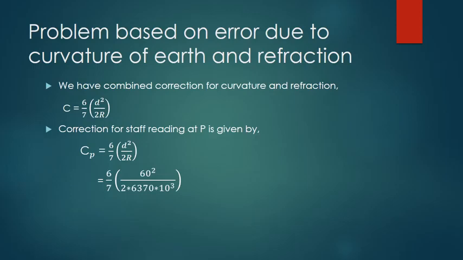Now why I multiplied this value by 10 to the power 3 is in order to convert it in terms of meters. The radius of the earth is 6370 kilometers approximately, so we just convert it into meters by multiplying it with 10 to the power 3. Now here we got a value of 0.0024 meters, which is quite small and which is negligible. If you want to correct it, you can correct it, no problem, but in this particular problem the value is very small, so it is quite negligible.